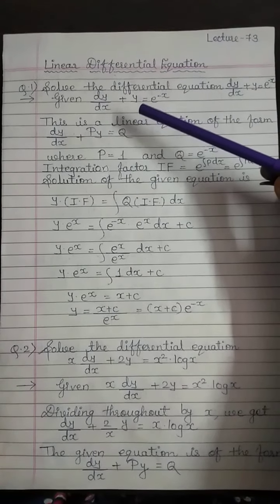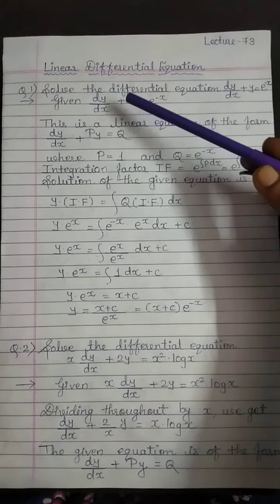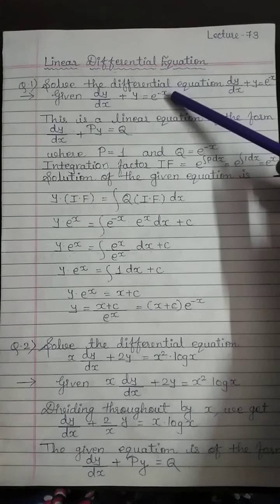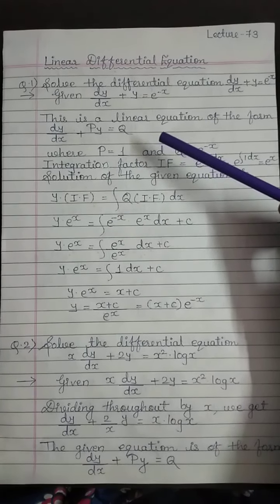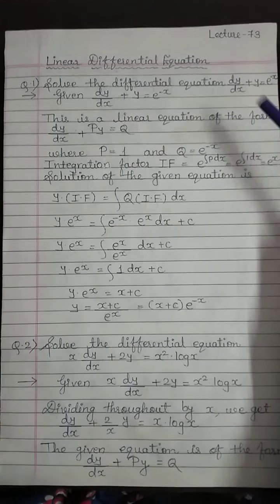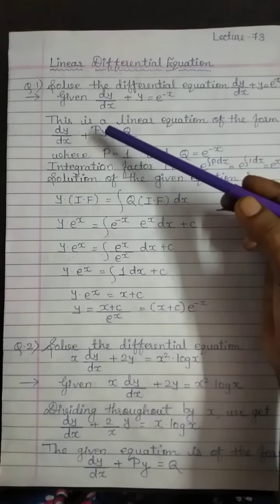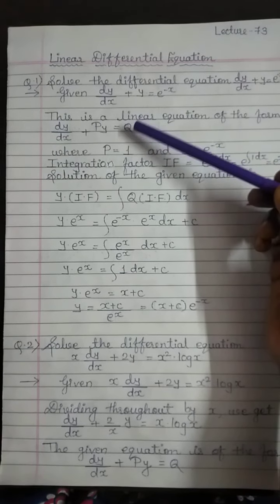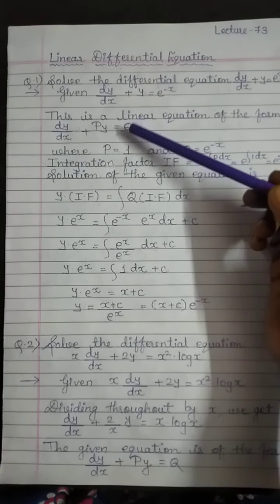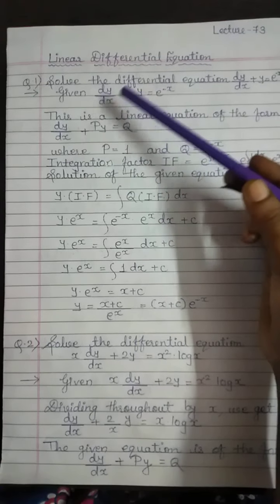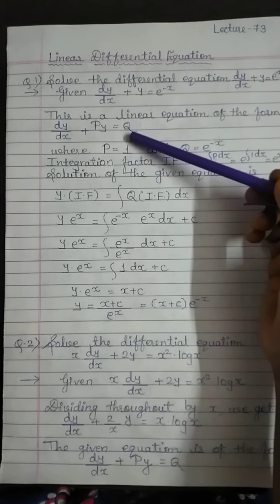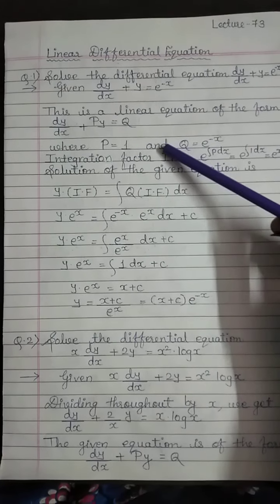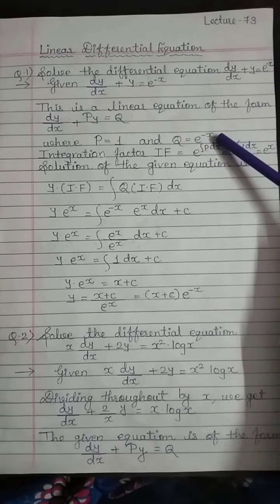Now here first we will consider the given differential equation, that is dy by dx plus y is equal to e raised to minus x. This is a linear equation of the form dy by dx plus py is equal to q. If you compare with the given differential equation, then you can see that here we have the differential equation in the same format. So we can say that the value of p is equal to 1 and q is equal to e raised to minus x.